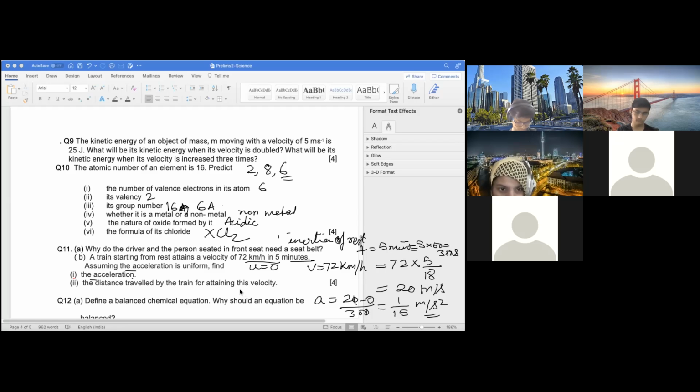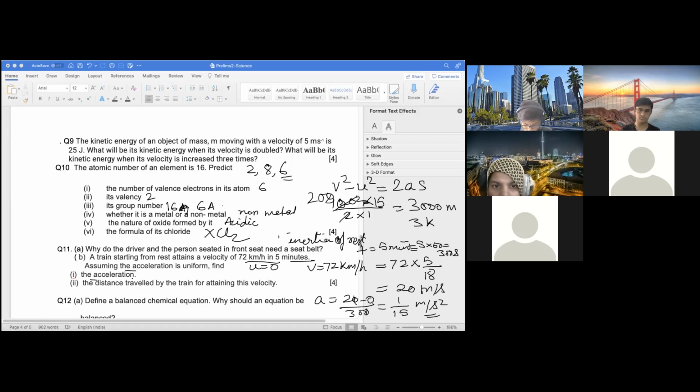Distance traveled by the train for attaining this velocity. How will you find out? Distance covered, ये वाला यूज कर सकते हैं. v square minus u square is equal to 2as. s निकालना है. We already know v is how much? 20 square minus 0 upon 2 into a. So 2 into 1 by 15. 20 square is 400. Okay, तो ये कितना हो जाएगा? 2 2s are 400. 3000 meter or 3 kilometer you can say. So second answer is 3 kilometer.